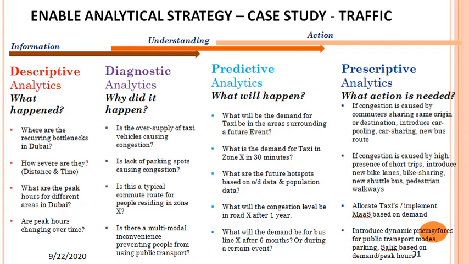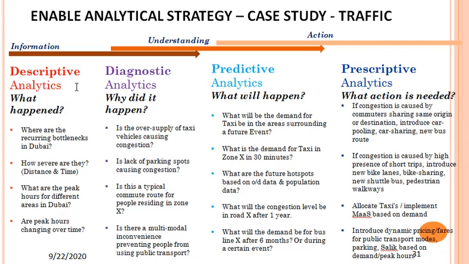Let's have a look at this case study, which is related to the traffic problem in Dubai. It also represents the overall strategy which we follow in the data science process, which we discussed in the previous slides. Initially, we want to have some information, and then we want to understand that, and then on the basis of our understanding, we want to perform some actions. In information, we usually perform some descriptive analytics, which basically represents what happened at the specific location.